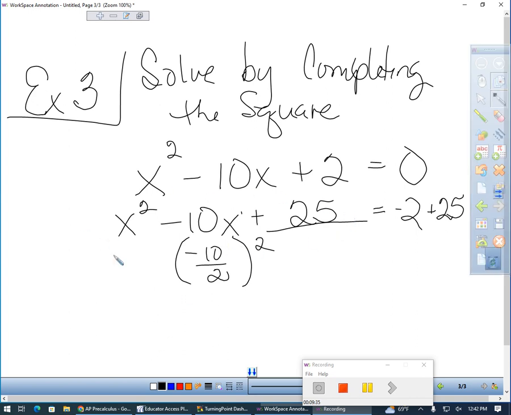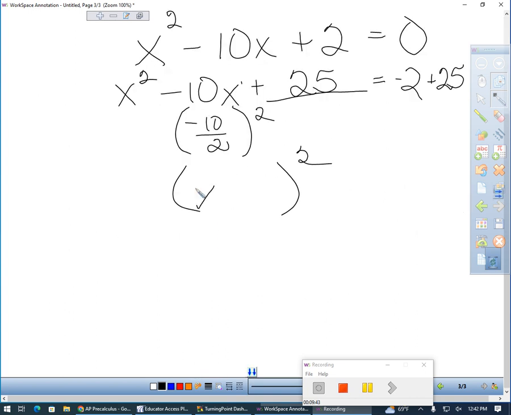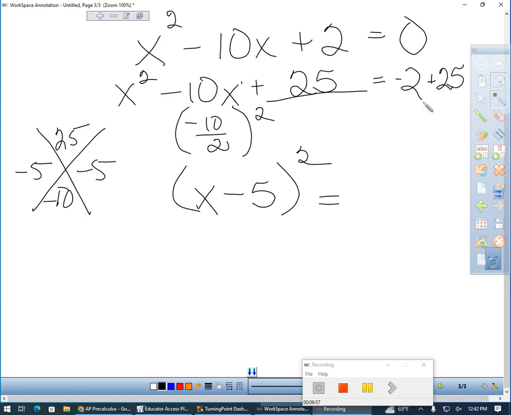Okay. On this side, if I now have x squared minus 10x plus 25, I can write that as a perfect square. That is x, and I'm going to draw my x so you can see it. 25, negative 10 on the bottom. What are my sides? Good. So that's what goes in my perfect square: x minus 5 squared equals, over here, negative 2 plus 25, which is 23. Now we're back to where we were on the previous question.